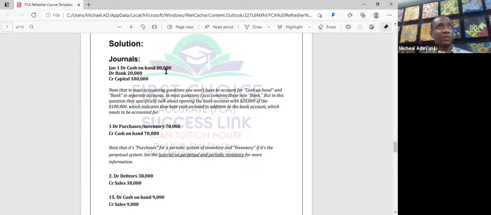Note that in most accounting questions, you won't have to account for cash on hand and bank in separate accounts. In most questions, we combine all these things into bank. Most of the time, because cash and bank are always more or less the same thing, they can just call it cash and bank account. So we just put it in the same place.